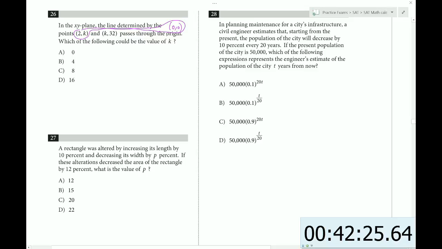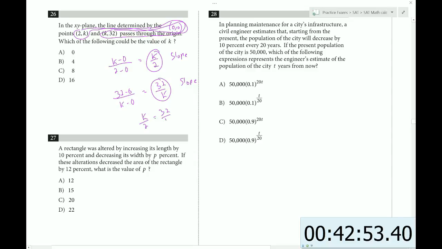Alright, so the change in y would be k minus 0, change in x would be 2 minus 0, so we just get k over 2, so that's the slope, right? And then we could do the same thing with k, 32 and 0, 0, right? So change in y would be 32 minus 0, change in x would be k minus 0, we would get 32 over k, which is also the slope, right? Now we can set these slopes equal to each other. So we get k over 2 equals 32 over k, so we would cross multiply, and that gives us k squared equals 64. Take the square root of both sides, and we find that k would be equal to 8. Choice C.